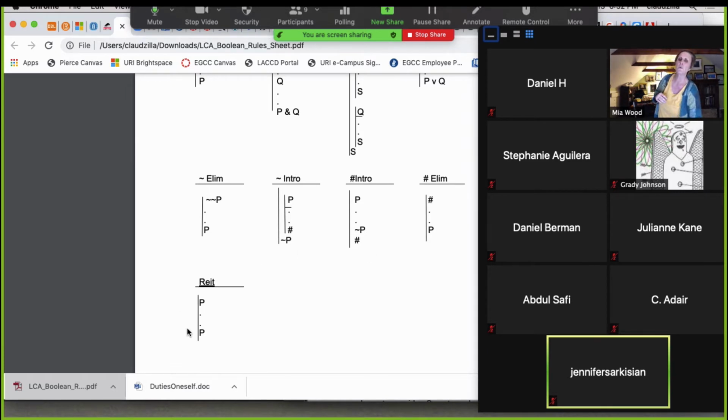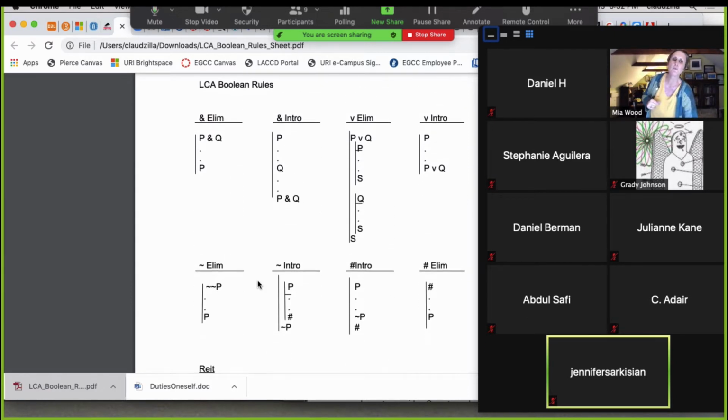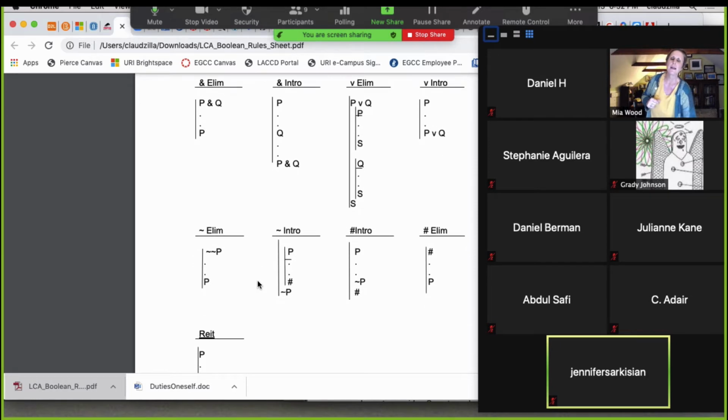You also know that just as a matter of tautology, reiteration of a sentence is used as a rule simply because you're just reasserting a sentence that's already taken as true. Okay. So, like I said, this is a good friend to have with you, right?